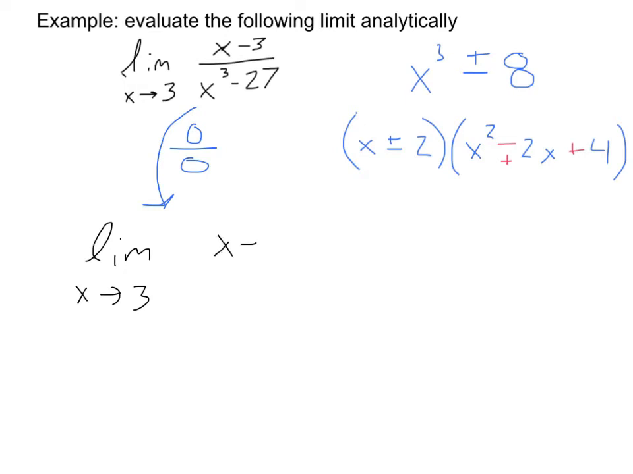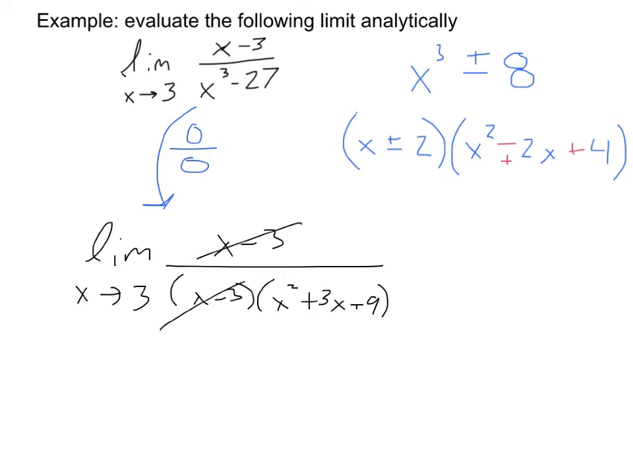You should end up with x minus 3 on the top. On the bottom, you have x minus 3 times x squared plus 3x plus 9. And at this point, we recognize that the numerator and the denominator both have an x minus 3, so those can be removed. And the problem is now the limit as x approaches 3 of 1 over x squared plus 3x plus 9.